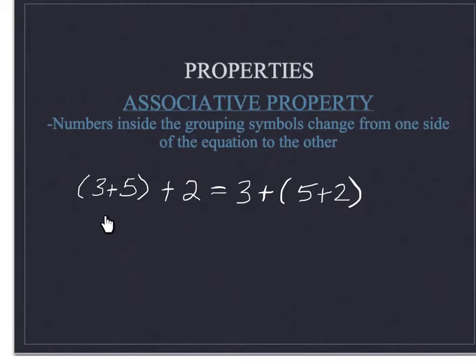Now, associative property still maintains its integrity as far as the left side will still equal the right side, and this is only true for multiplication and addition. 3 plus 5 is 8, and 8 plus 2 is 10, and that should equal the right side as well. 5 plus 2 is 7, and 3 plus 7 is 10, and 10 does equal 10.